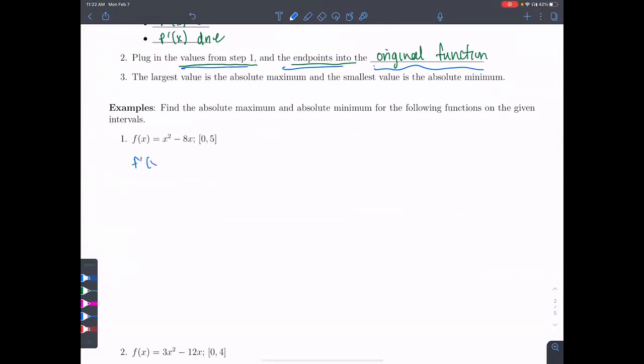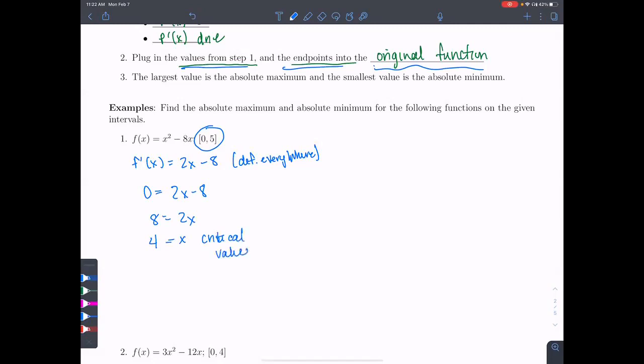So f prime of x here is 2x minus 8. We're on this closed interval. This is continuous, or defined everywhere, so we have no discontinuities or places where the derivative doesn't exist. But where does it equal 0? 2x minus 8 equals 0, so 8 equals 2x, x equals 4. That's our critical value.